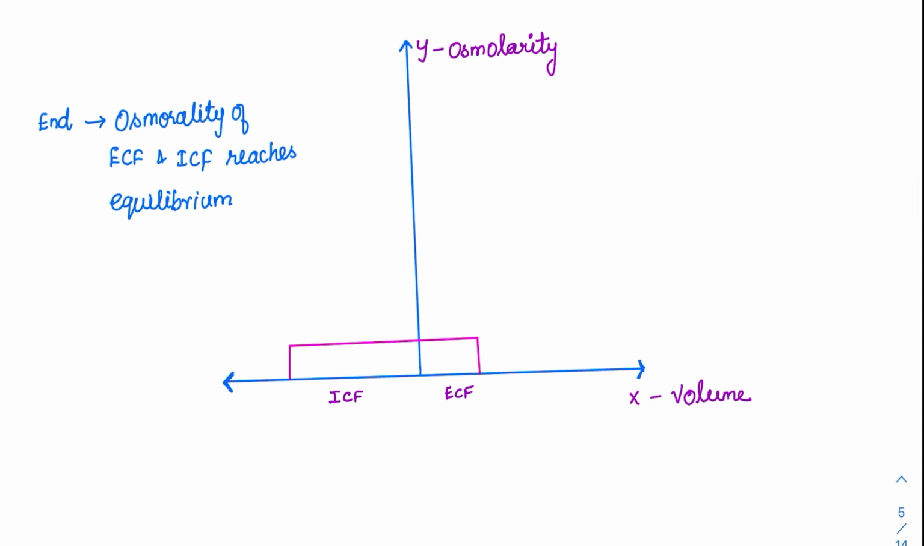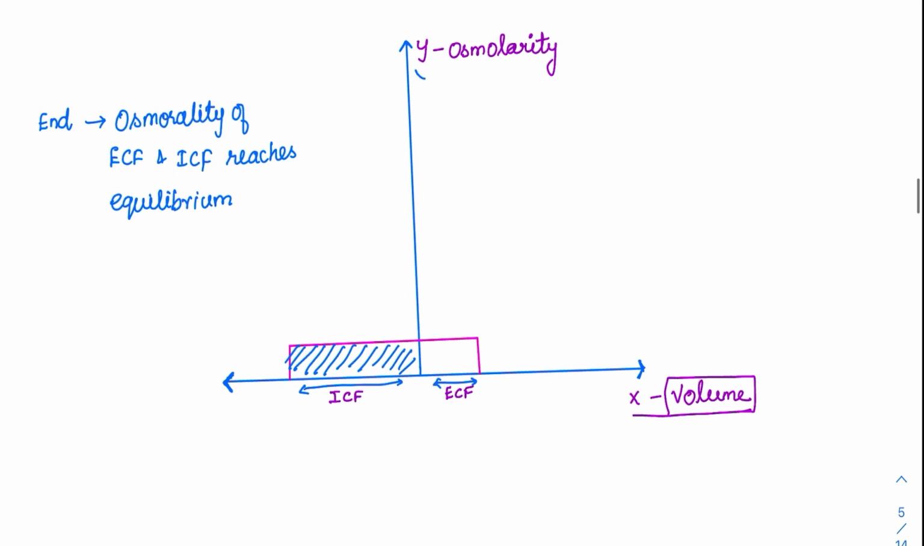So first, we have to remember the normal diagram. What is given along the x-axis? Given along the x-axis is the volume. As you can see in this diagram, is the ECF more or is the ICF more? The ICF is more. So there is more space given for the ICF. This side is the ICF where more volume is given. Whereas the ECF volume is less, because the ECF itself is less. This is a normal diagram.